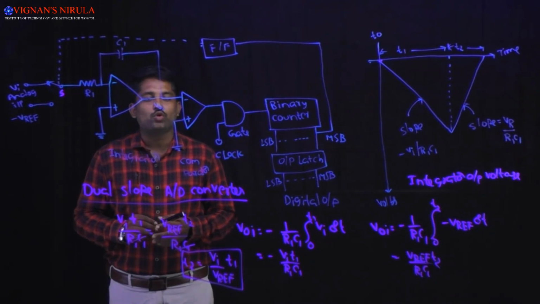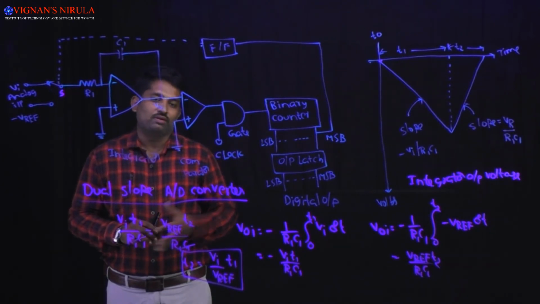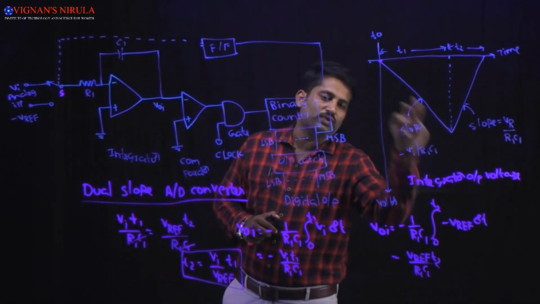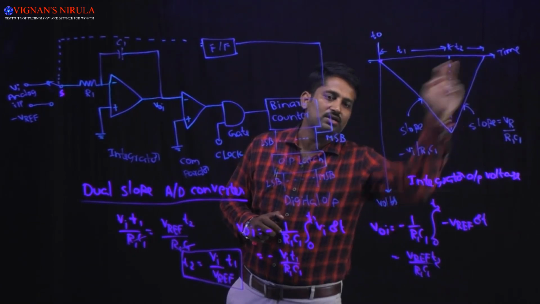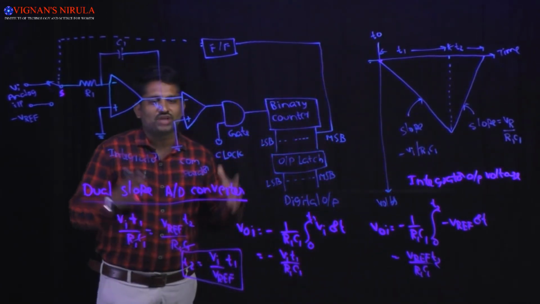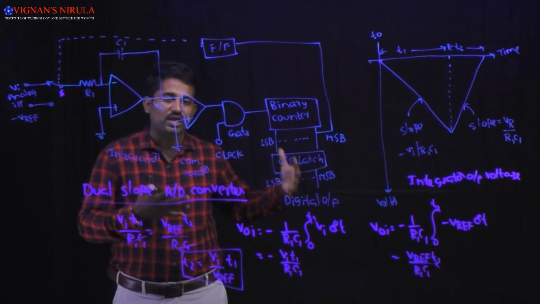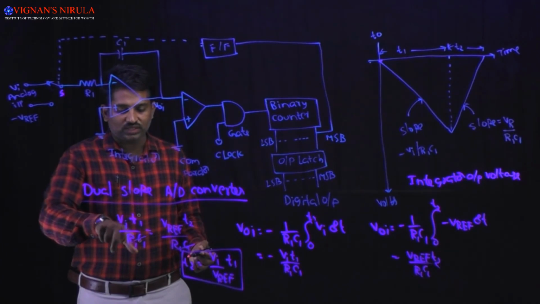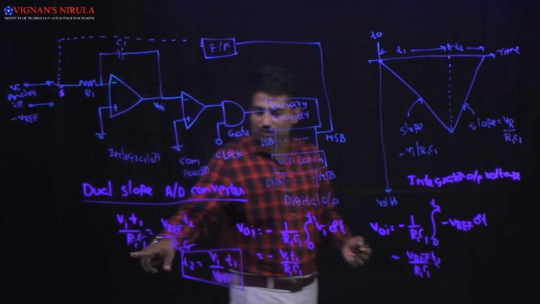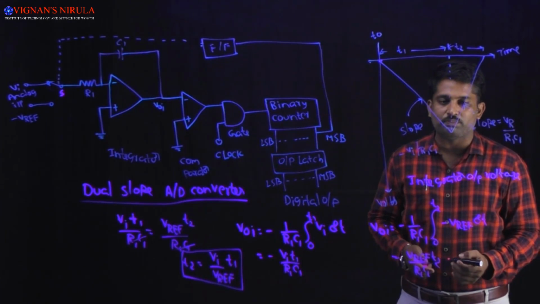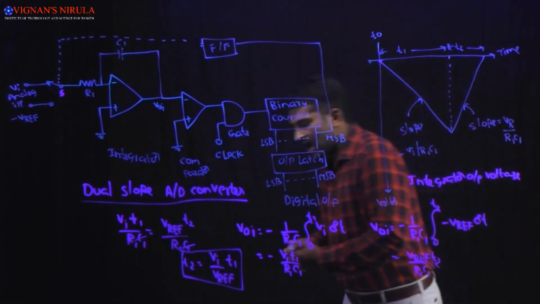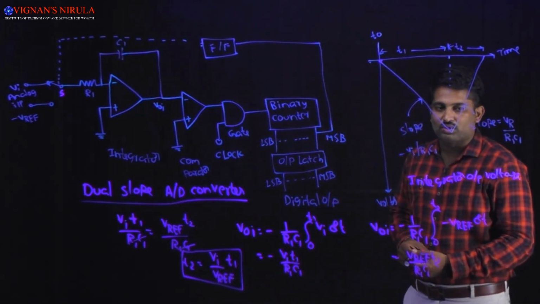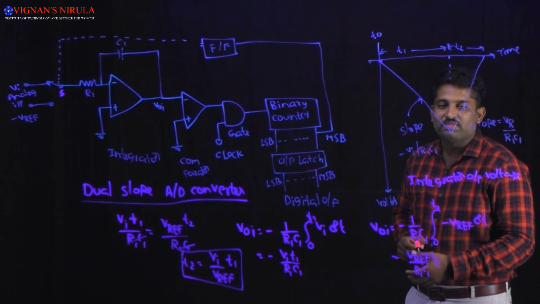The integrator output voltage V ramps from 0 to V and back to 0 volts, where the charging voltage is equal to the discharging voltage. So we consider that Vi into T1 divided by R1 C1 is equal to V reference into T2 divided by R1 into C1, where R1 into C1 gets cancelled. Then you get T2 equal to Vi into T1 divided by V reference.